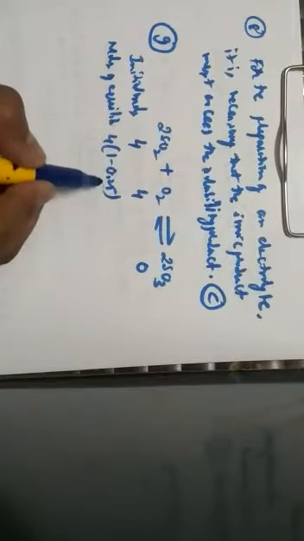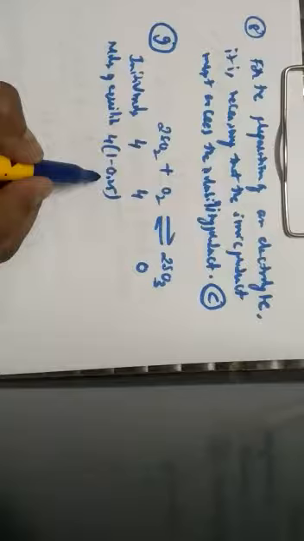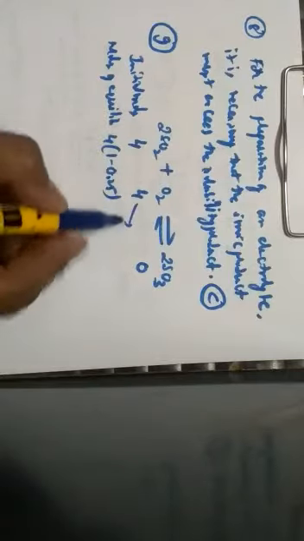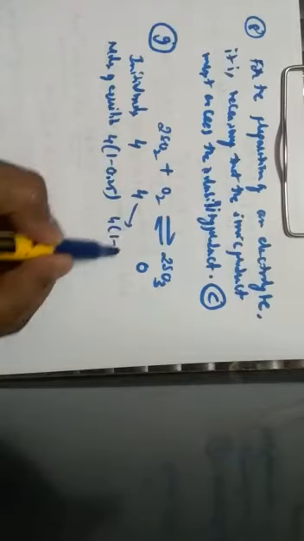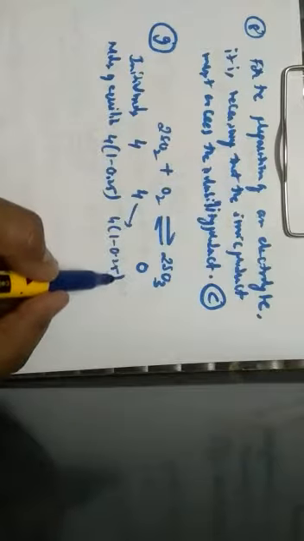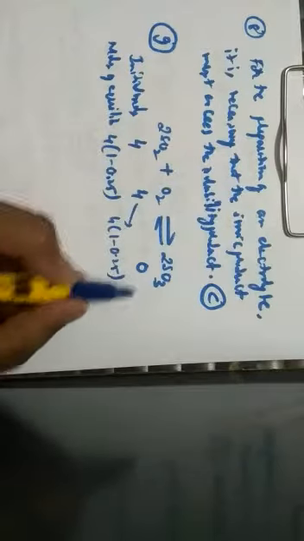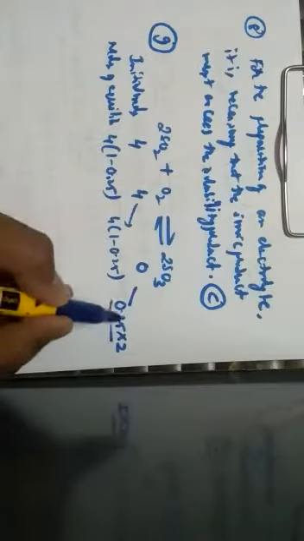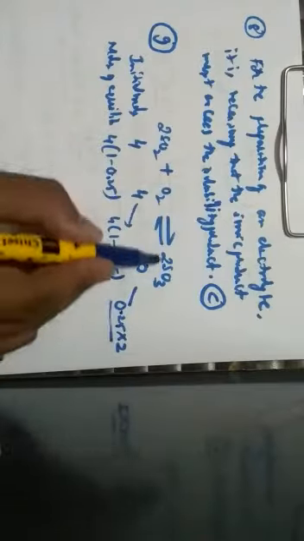Here a question comes: why is it 0.5? Here they have given that at equilibrium 25% of oxygen is used up. So 25% can be written as 25 by 100, that is nothing but 0.25. And for oxygen also, it is 4 into (1 minus 0.25). And in the product, the amount formed is with how many moles?